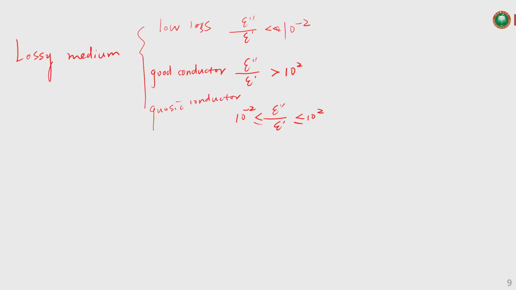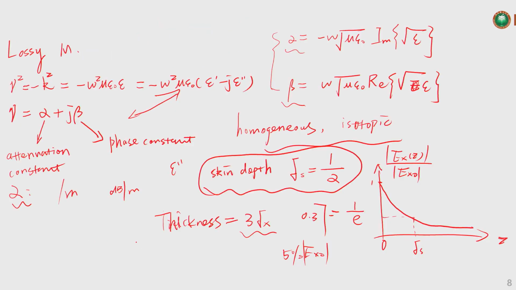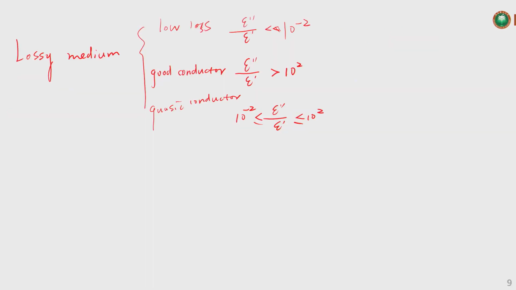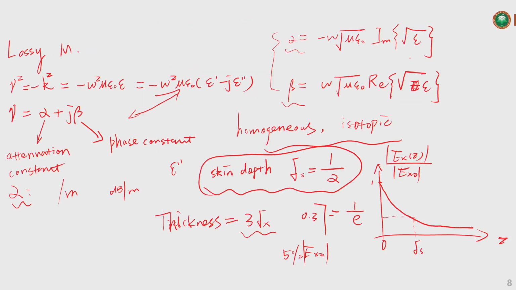Quasi-conductor here. So for the low loss dielectrics and good conductors, our previous expressions can be simplified, right? All these expressions here are suitable for all three conditions. But if these conditions are satisfied, the previous expressions can be simplified. They can be only maybe a real part.